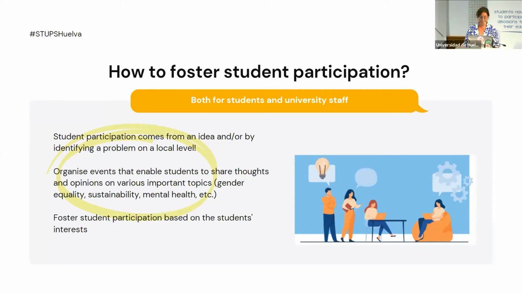to solve it. And yes, organizing little events, workshops, whatever, can help students to share different opinions and ideas that will bring more work and more focus on important topics that sometimes are just there, but no one is really talking about. And yes, always foster student participation based on what matters to students.